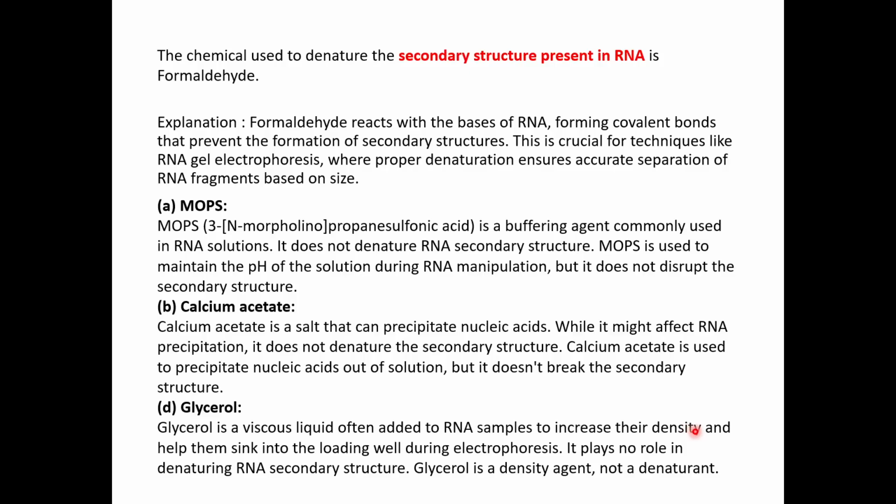Like I said, when you load it on the gel, you need it to go and sit in the bottom of the well so that it doesn't diffuse in the buffer. So glycerol is used for that purpose, so that it helps them sink into the loading well during electrophoresis. It plays no role in denaturing RNA secondary structure.